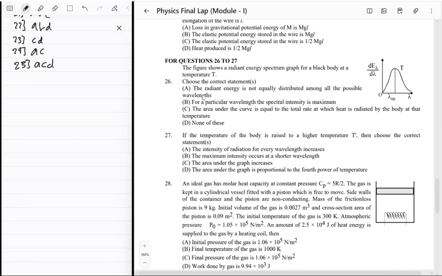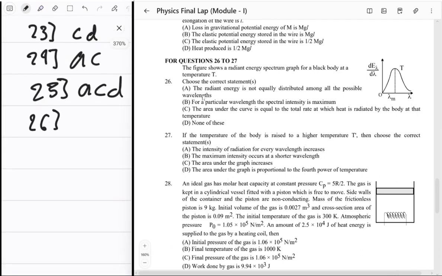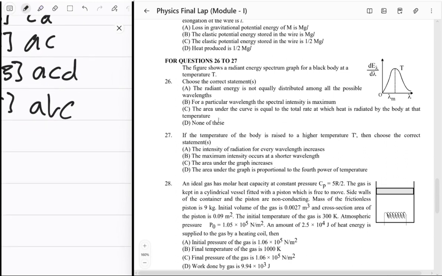Of course. So let's do 26. The radiation energy is not equally distributed among all possible wavelengths. Obviously, so A is right. For a particular wavelength, the spectral intensity is maximum. Yes, actually, so B is right, which is this lambda m. The area under the curve is equal to the total rate at which heat is radiated by the body at the temperature. Of course, C is also correct. Next, 27.